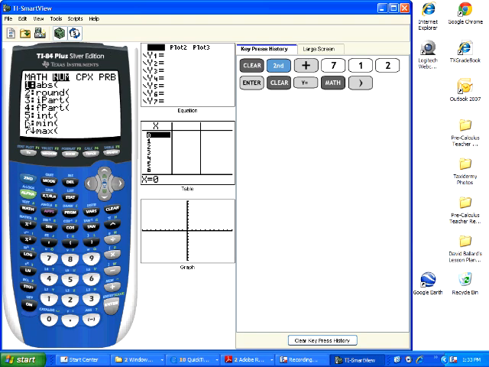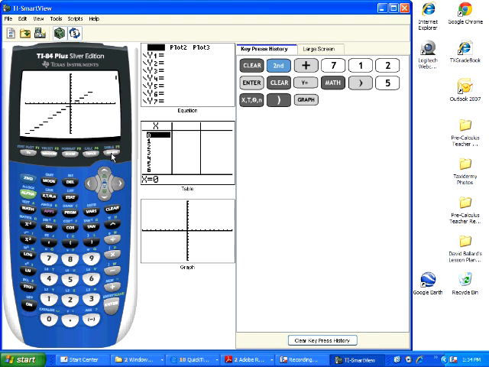We add to the right two numbers. We're going to choose number 5, which is integer, and we're going to put x. So we're asking it to graph the parent function of the greatest integer function, okay? And we're going to hit graph, and we can see that it's those steps that we talked about. Now, there's a little mark right in here.